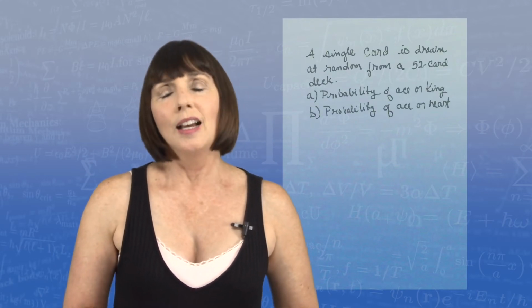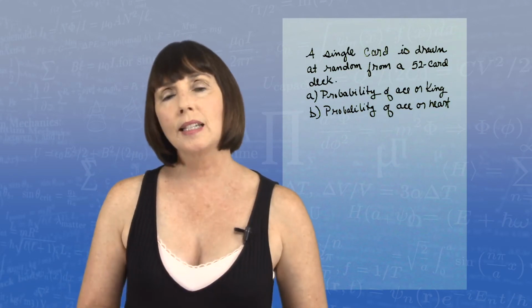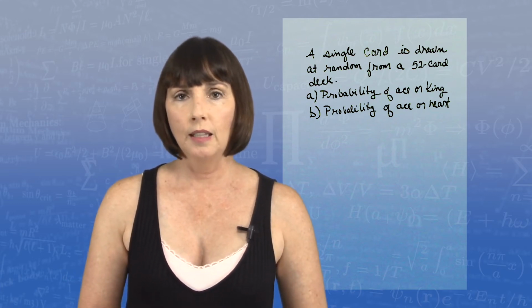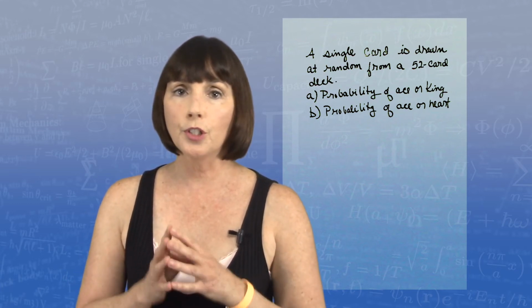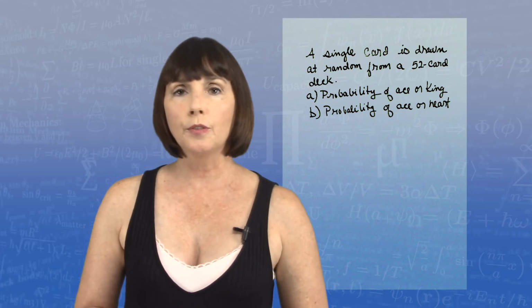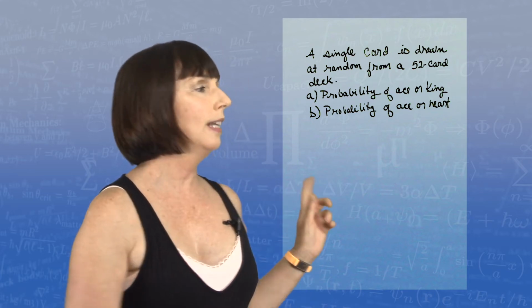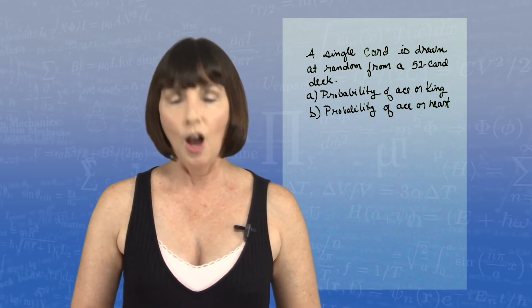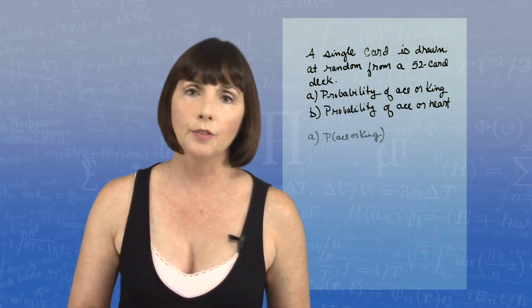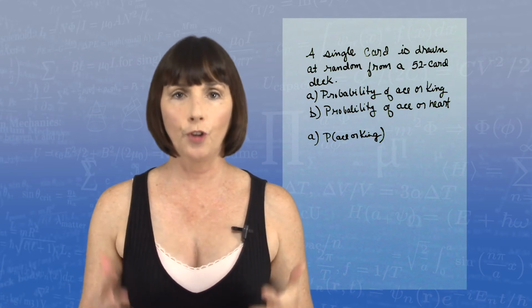Okay, let's go through another example. A single card is drawn from a standard 52 card deck. And we want to figure out, first of all, what is the probability of drawing an ace or a king? And then, what is the probability of drawing an ace or a heart? All right, so let's look at the probability of drawing an ace or a king first.